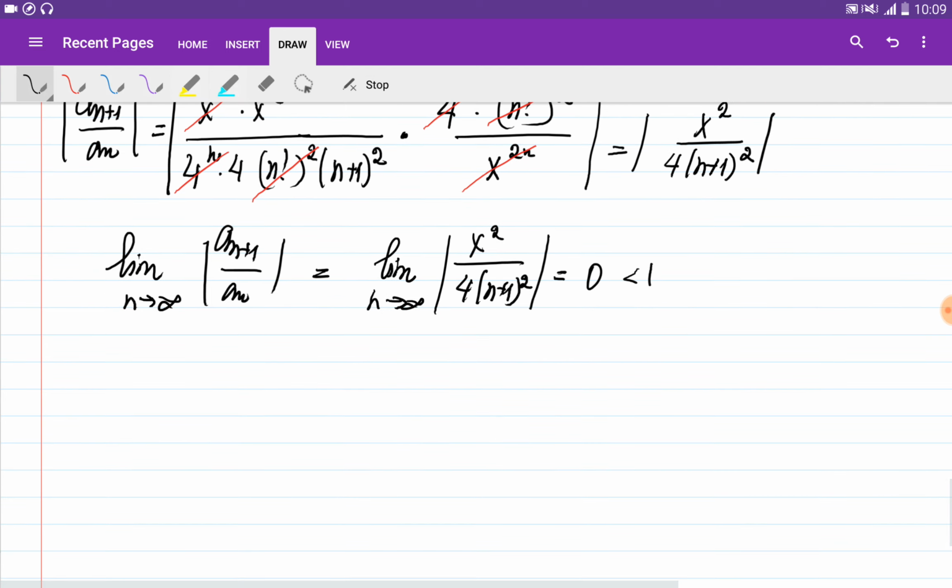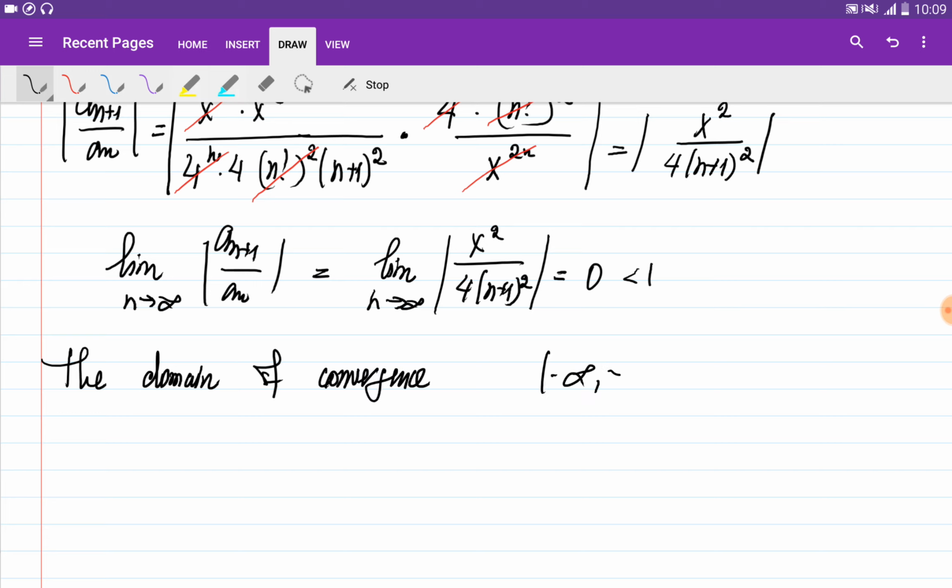So that is why this power series, or basically the Bessel's function, is convergent for all the values of x, right? So the domain of convergence is between minus infinity and infinity, right? x can be any value so that the series is convergent, and the radius of convergence R is equal to infinity.